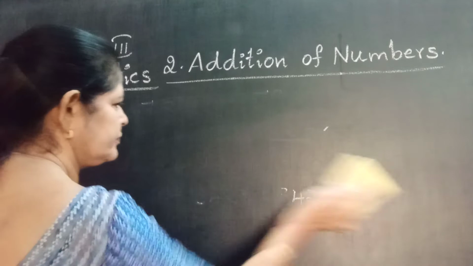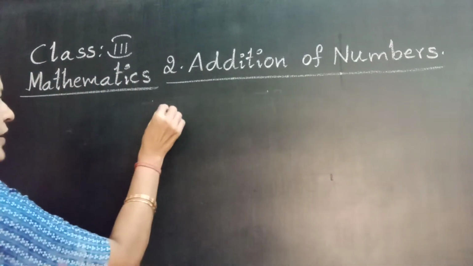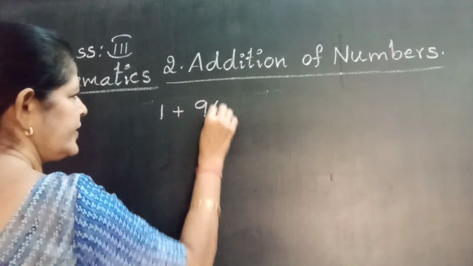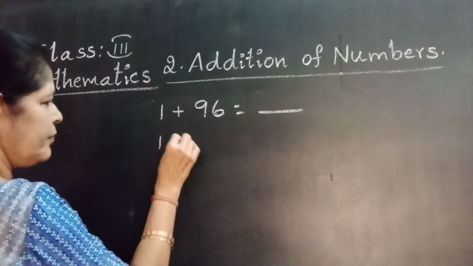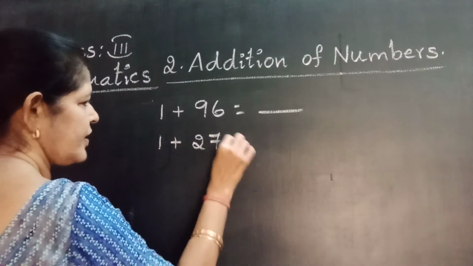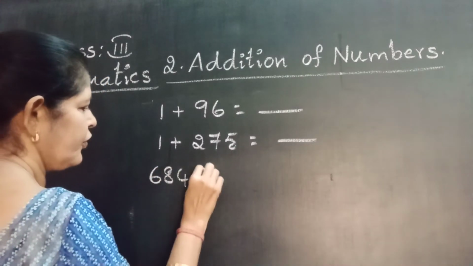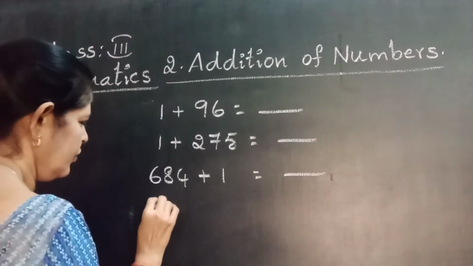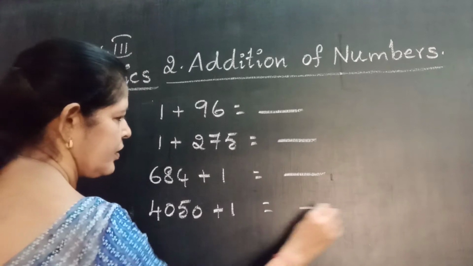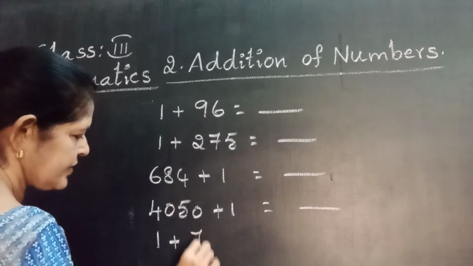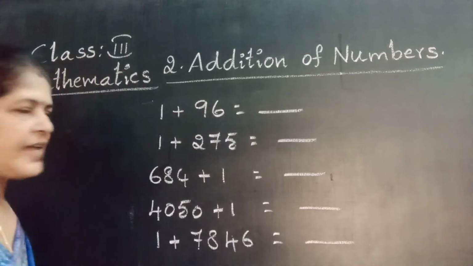Addition of 1. Addition of 1. That means 1 plus 96. Write the total. 1 plus 275. 684 plus 1. 4050 plus 1. Or 1 plus 7846. Come on, using the same concept.